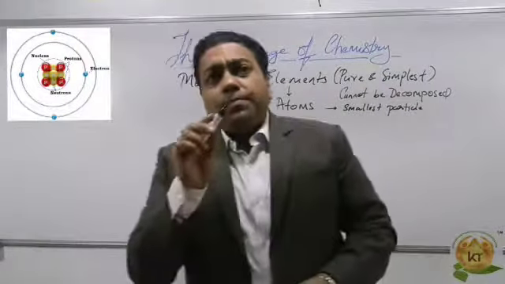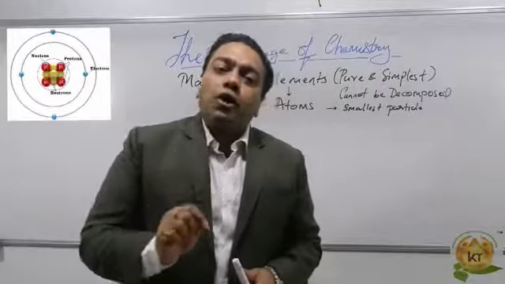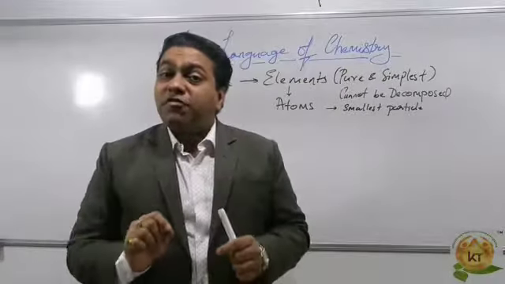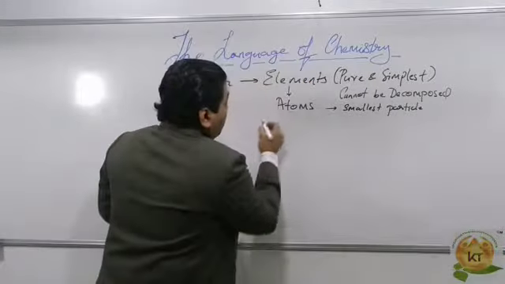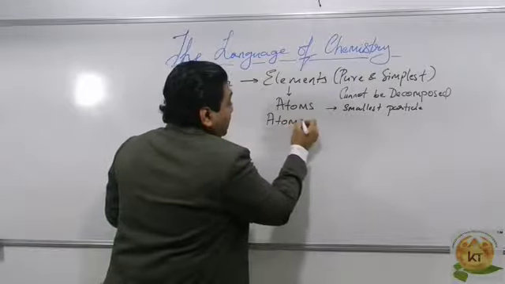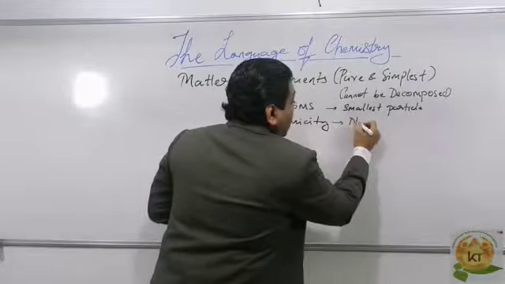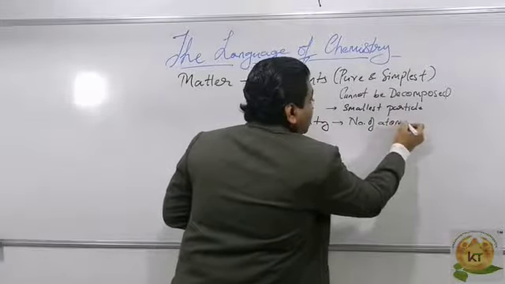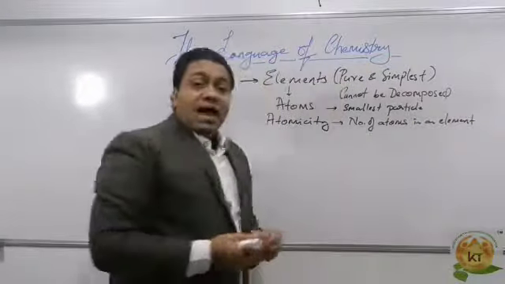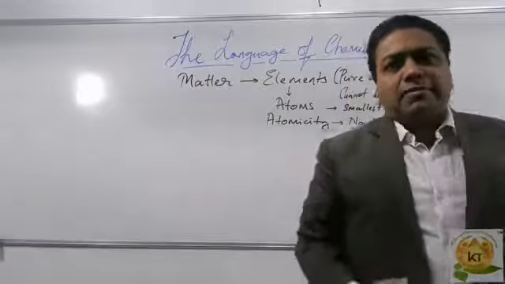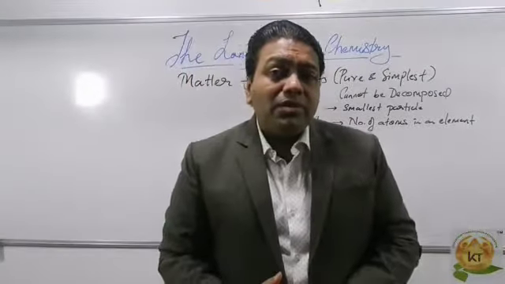Now, the number of atoms present in an element is called its atomicity. From the atom, we get the term atomicity. It is nothing but the number of atoms in an element. So say, for example, if an element has only one atom, a single atom, what will that element be called?